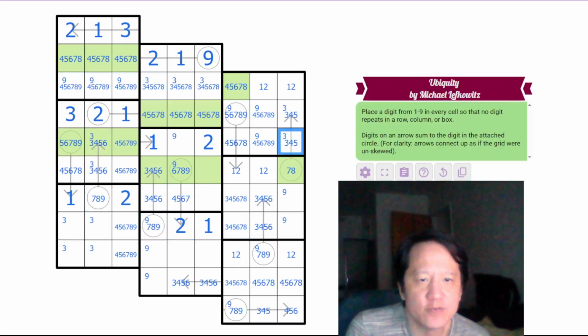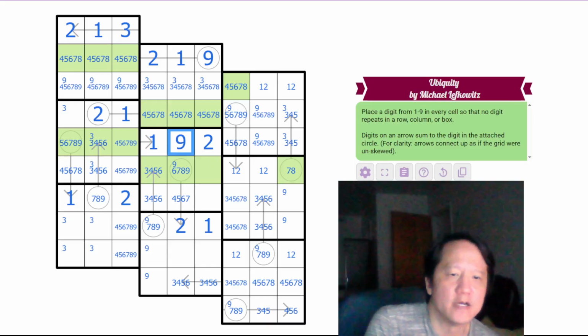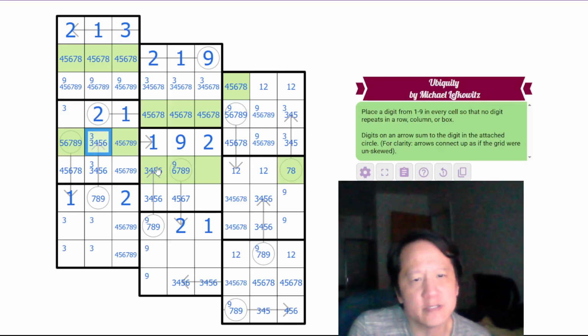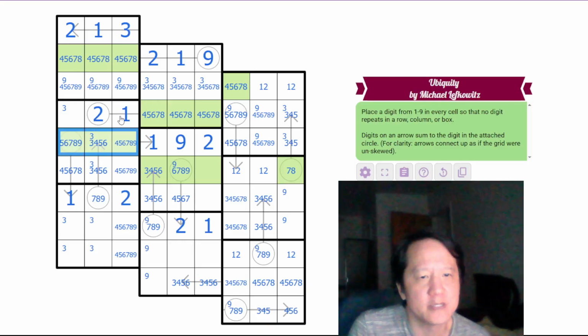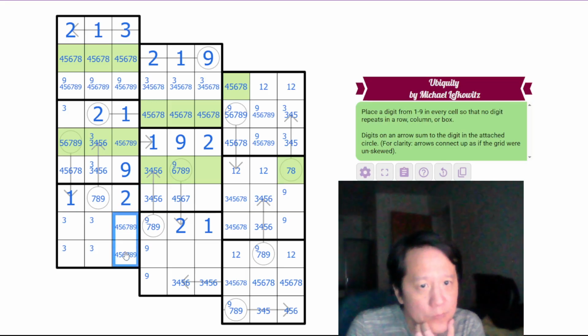Maybe that's not helpful. What about if we set one of these 9s, essentially? So say this was 9. If this is 9, that eliminates 9 from here, so one of these 2 is 9. That means this can't be 9, this can't be 9, so 9 would have to be there. That doesn't really tell us much either.